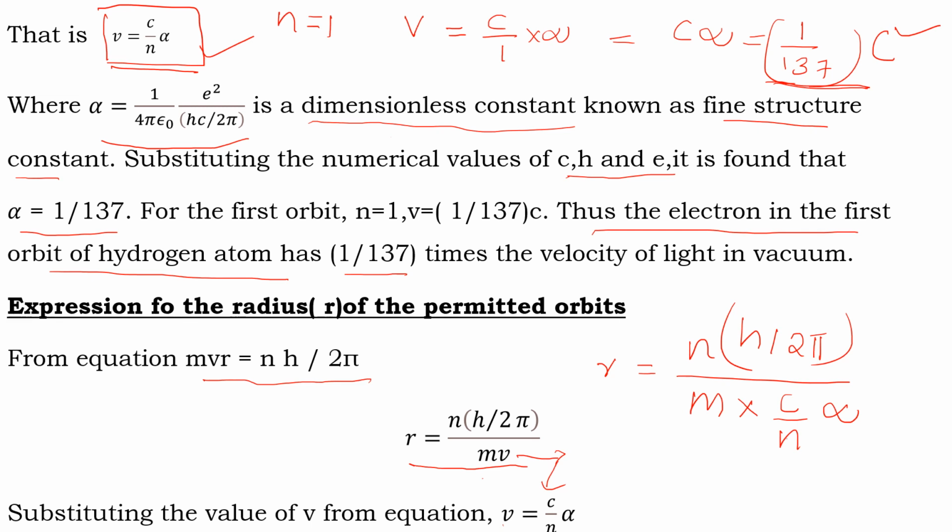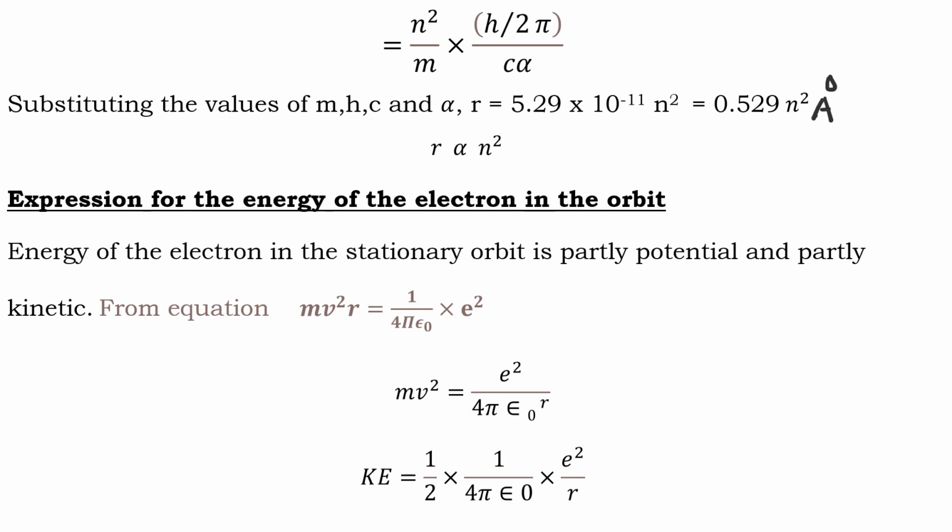This n will go to the numerator, then it will be n square divided by m into h divided by 2π divided by c alpha. That is, r is equal to n square by m into h divided by 2π divided by c alpha.